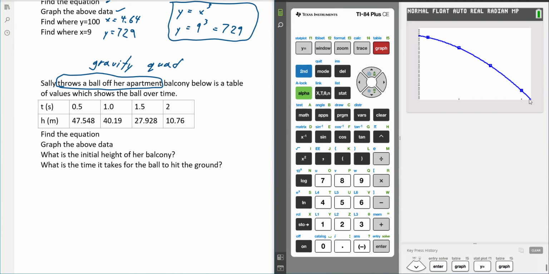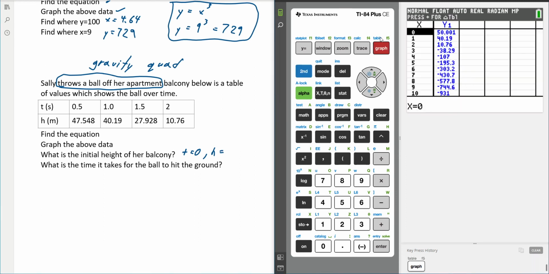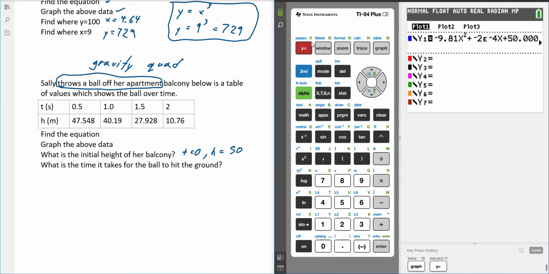Okay, so what is the initial height of the balcony? So how can we figure that out? Well, at the time 0, where t equals 0, what is the height? Okay, so we can use the table of values, which is 50, or you can also go back to here and you can see that it is going to have a 50 value if x is 0 in both spots.